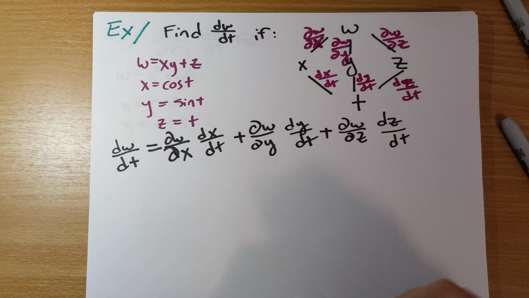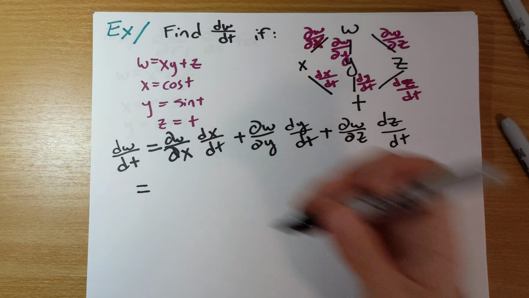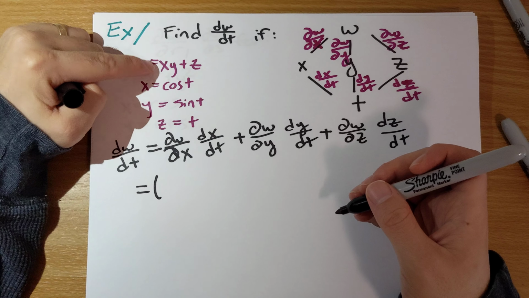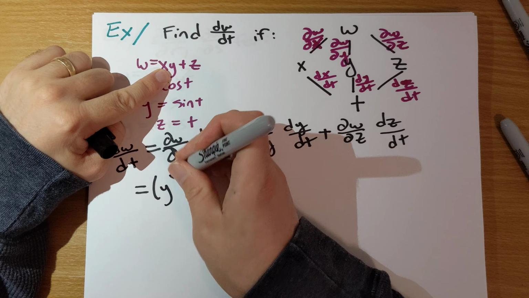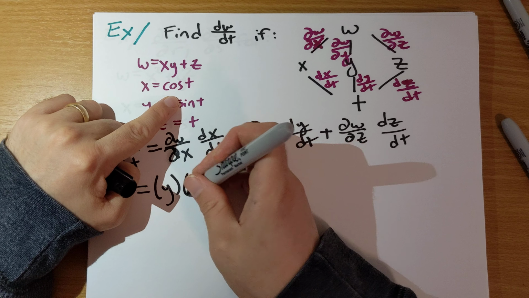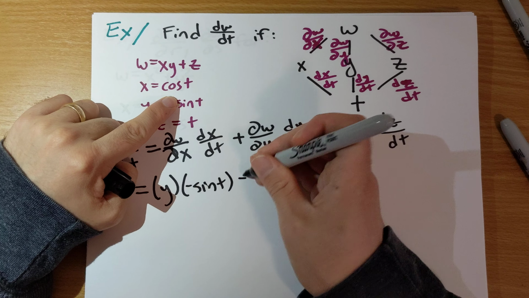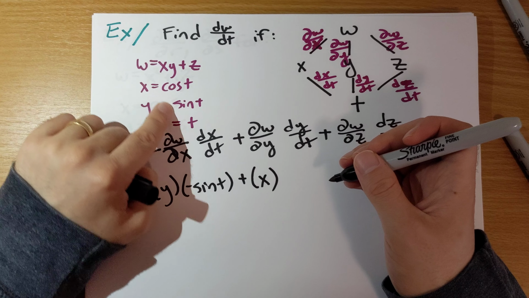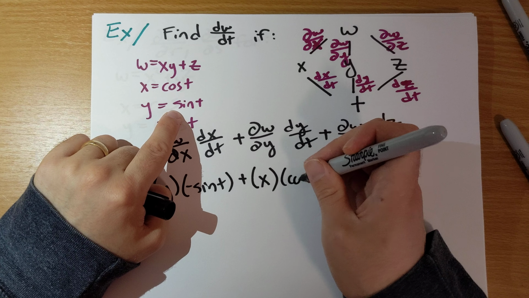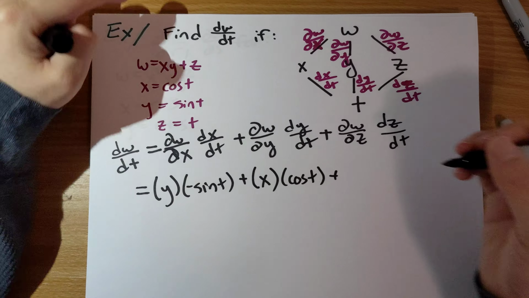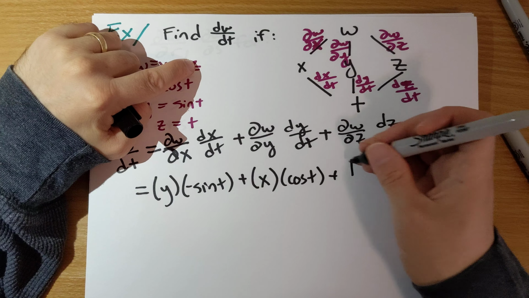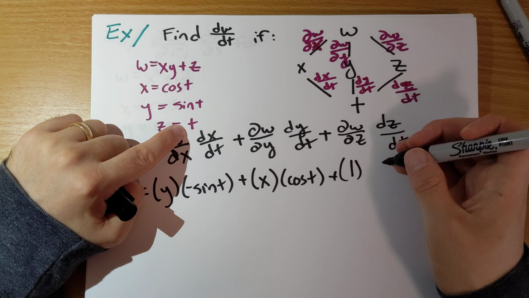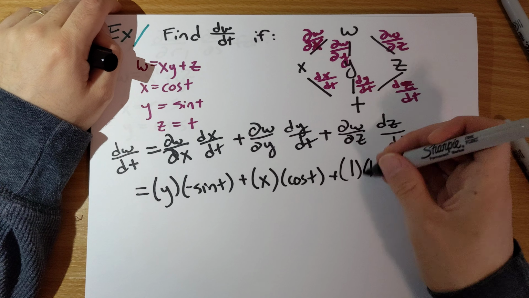Okay, so what are all of the derivatives here? The partial derivative of w with respect to x is going to be y. dx/dt is going to be negative sine t. The partial derivative of w with respect to y will be x. The derivative of y with respect to t will be cosine t. The partial derivative of w with respect to z is 1. The derivative of z with respect to t is going to be 1.